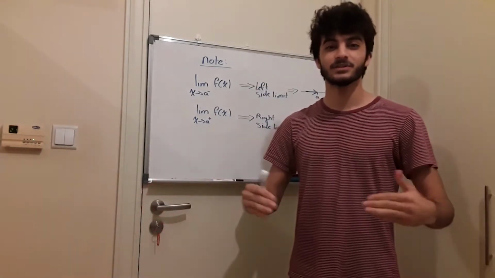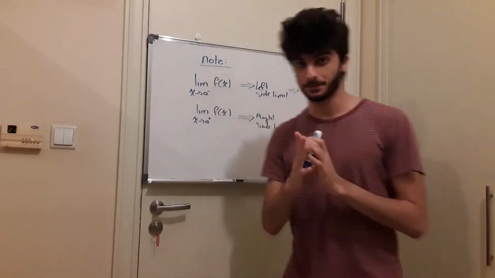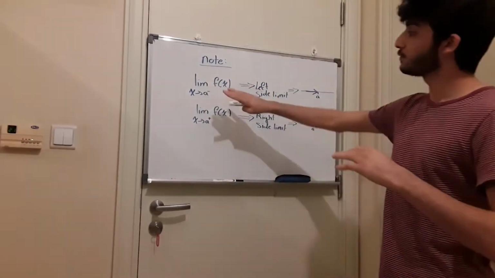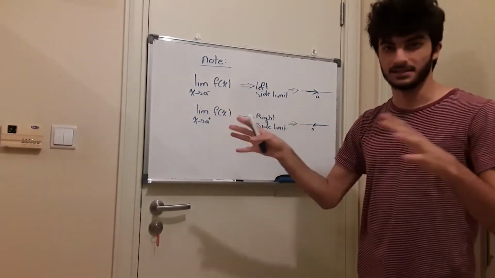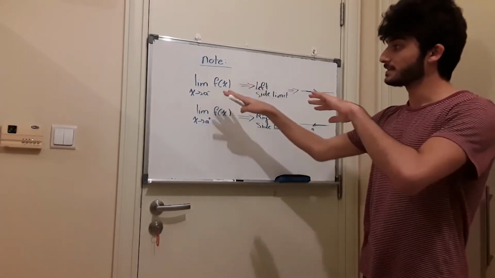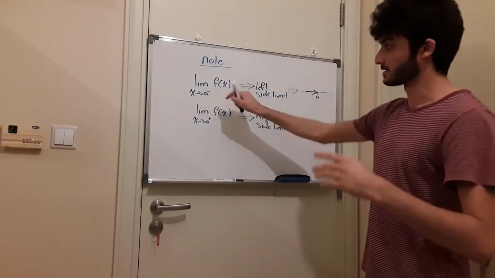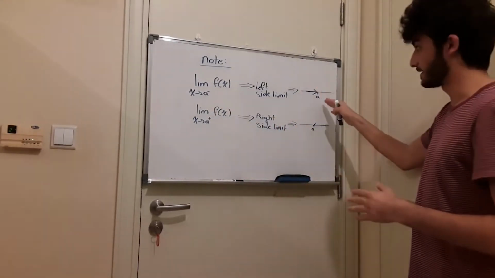Hey guys, so in this video, I will hopefully be doing questions 7 to 17. So here, whenever you see limit as x approaches a minus, and a is any number, of a function f(x), then this means that it's a left side limit because of the minus. And what that means is that it's approaching a from the left side.